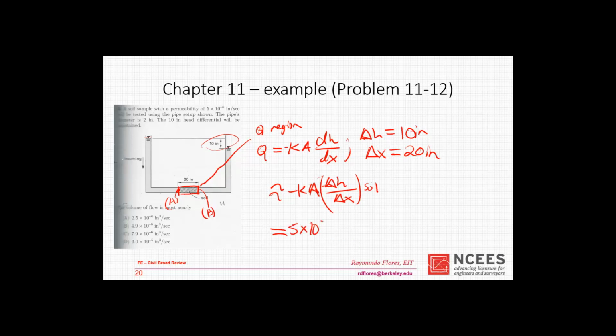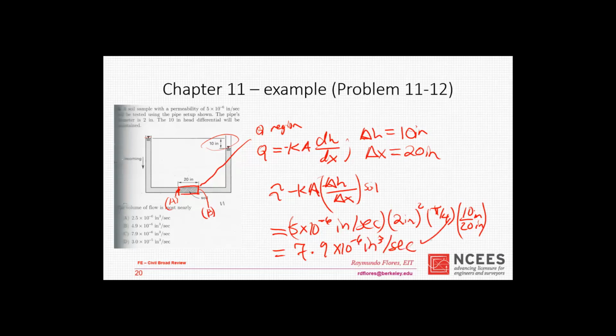So in this case, if we do that times area, which is 2 squared times pi over 4, times delta H over delta X, so in this case it would be 10 over 20, and then that's it. You should be able to get your answer from that. So it's about 7.9 times 10 to the minus 6 inches cubed per second. And I think that's the answer.